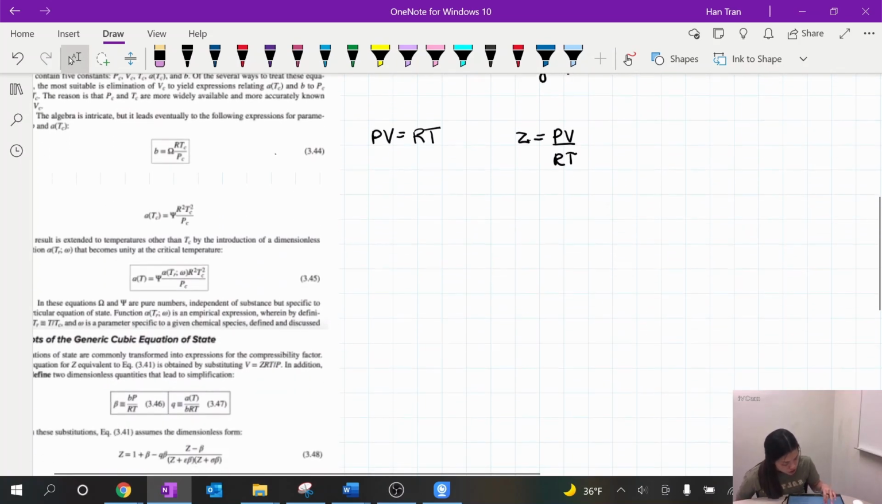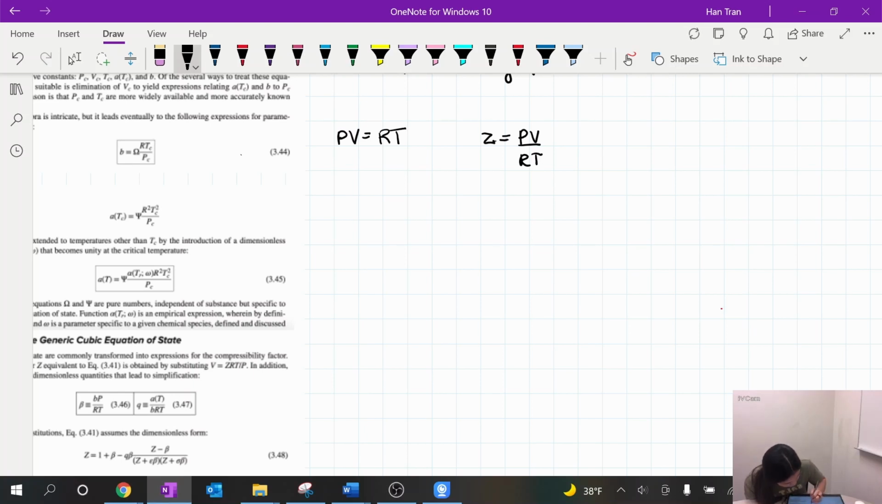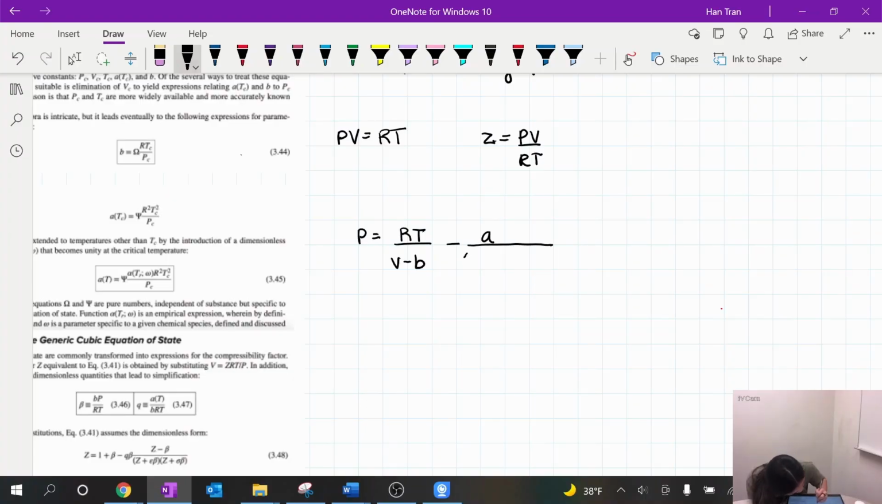So if we were to rewrite the generic cubic equation of state, we would get the pressure equals gas constant R times temperature divided by the specific volume minus the parameter B, minus A. And normally the parameter A is based on temperature, but since we're not trying to find a pressure, we're just trying to find the cubic polynomial expression, the temperature is not as significant here, so we're just going to keep it as the parameter A. And we're going to divide that by the quantity of the specific volume plus epsilon B times the quantity of the specific volume plus sigma B.